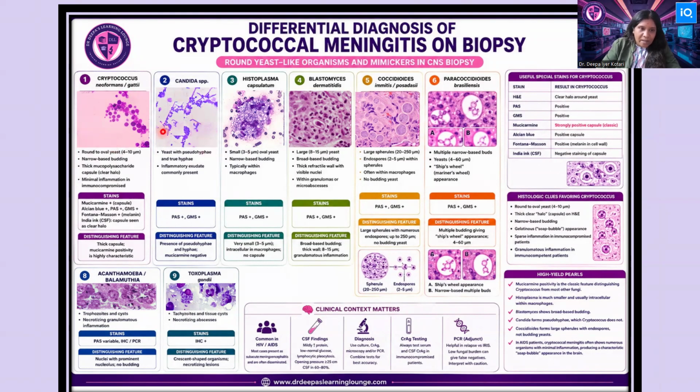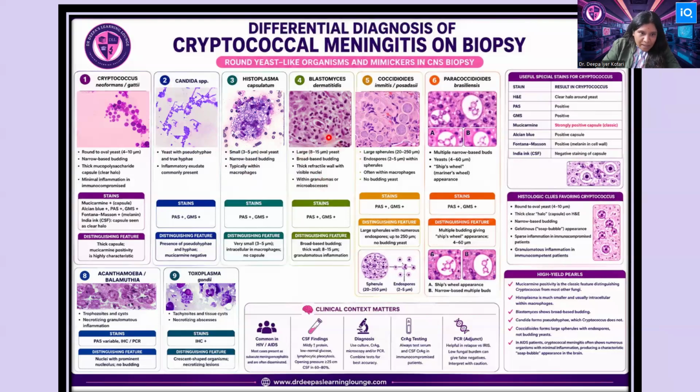This is your Candida with pseudohyphae and spores. Sometimes the spores may mimic Cryptococcus. They are much smaller and they are not mucicarmine positive. This is histoplasma. In histoplasma, as I told you, there are macrophages that have engulfed this organism. And intracellular location is an important identifying feature of histoplasma. And the size of the organism is half the size of Cryptococcus, in the sense, it's 3 to 5 microns in length.